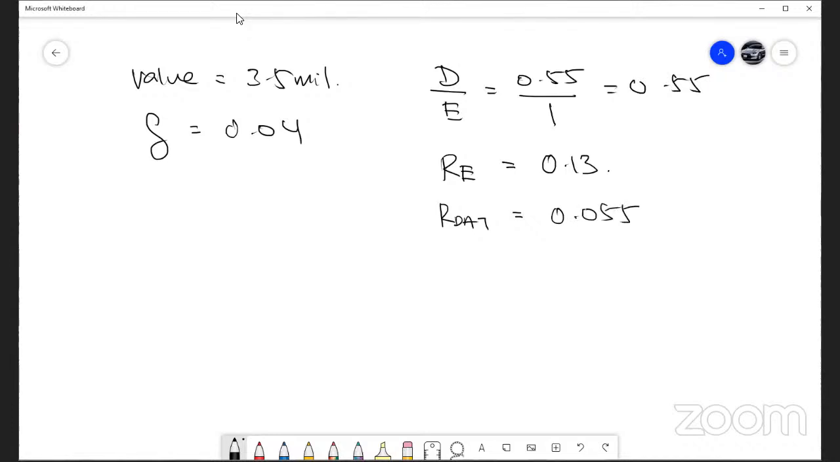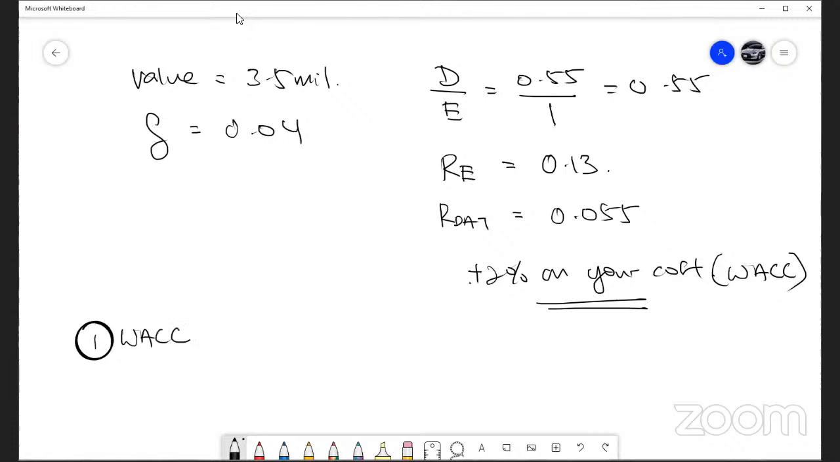The cost-saving proposal is somewhat riskier than the usual project the firm undertakes. Management uses the subjective approach of plus 2% to the cost of such risky projects. Under what circumstances should WACC take on the project? So they're telling you it's riskier, so it's plus 2% on your weighted average cost of capital. Given all of this information, they want you to find number 1, WACC.